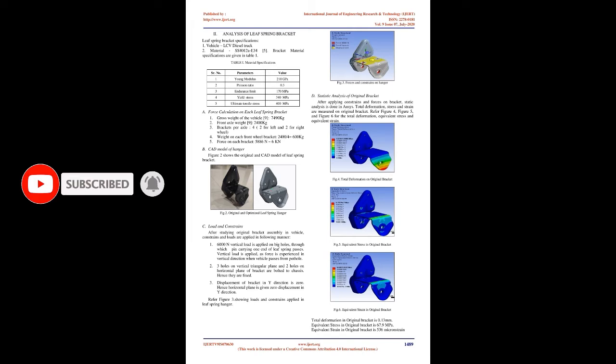Problem statement is to optimize weight of leaf spring bracket using a mathematical optimization technique, i.e. topology optimization using Ansys. Compare FEA results of original and optimized bracket. Perform experimental validation using strain gauge testing. Figure 1 gives the methodology used for topology optimization. 2. Analysis of leaf spring bracket. A. Leaf spring bracket specifications.